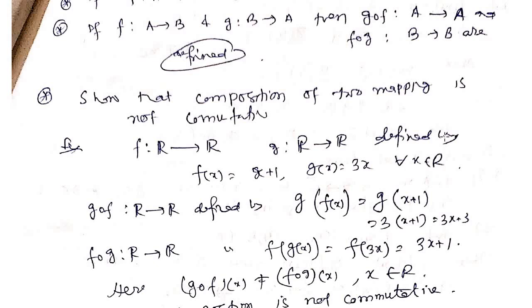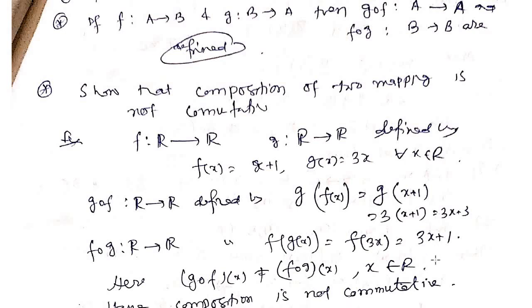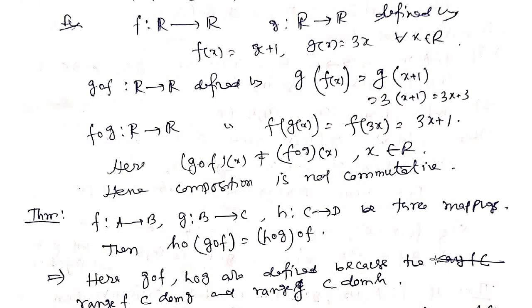So here we have taken an example. f and g both are from real numbers to real numbers. f(x) is defined by x plus 1 and g(x) is 3x. Then g(f(x)), that is g compose f. See, A, B, C, D all are R. So g compose f, f compose g all are from R to R. So g(f(x)) equals g(x plus 1) equals 3x plus 3. But if you take the reverse one, f compose g of x, f(3x) equals 3x plus 1. These are not the same. So the composition mapping is not commutative.